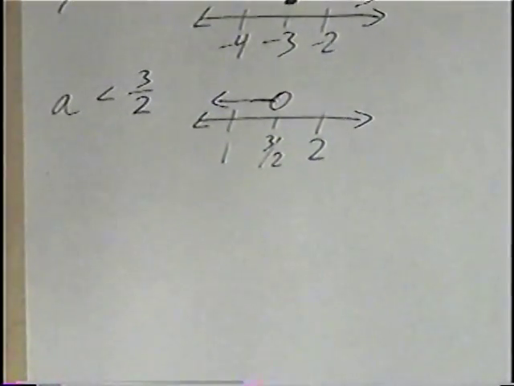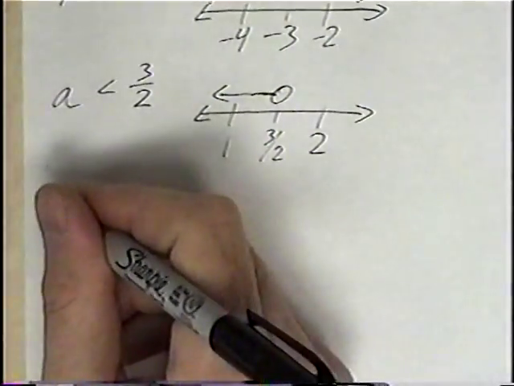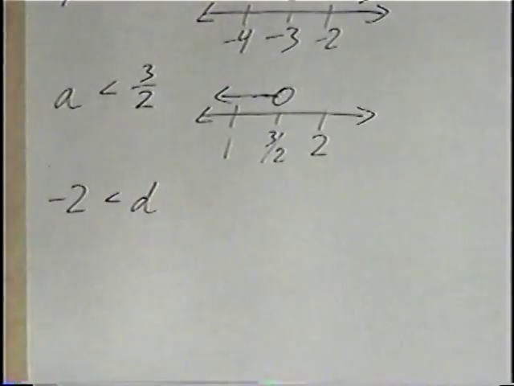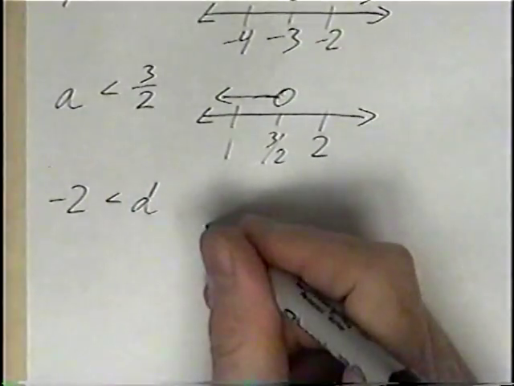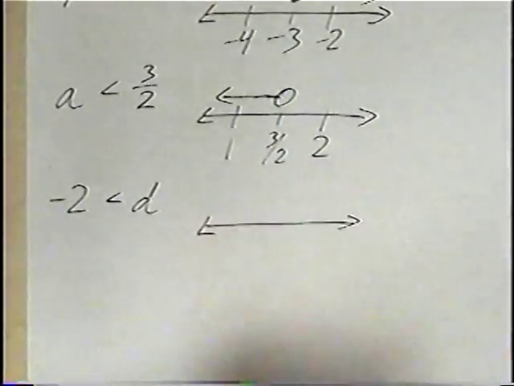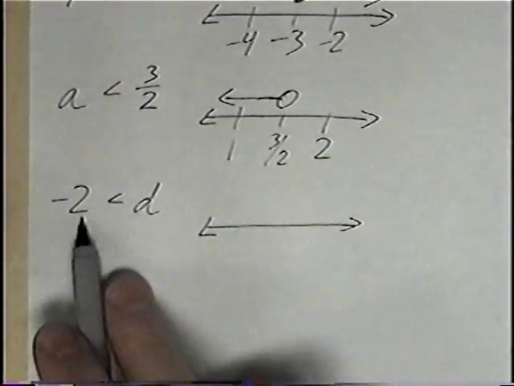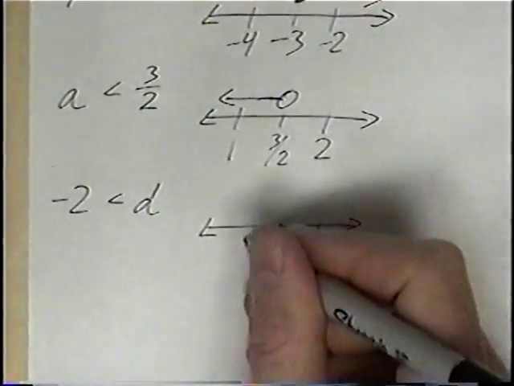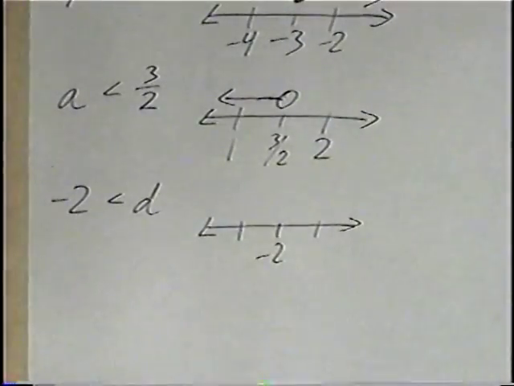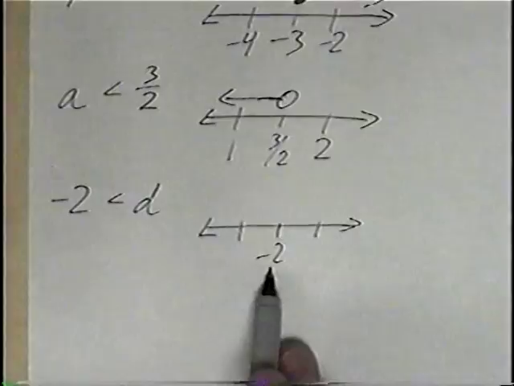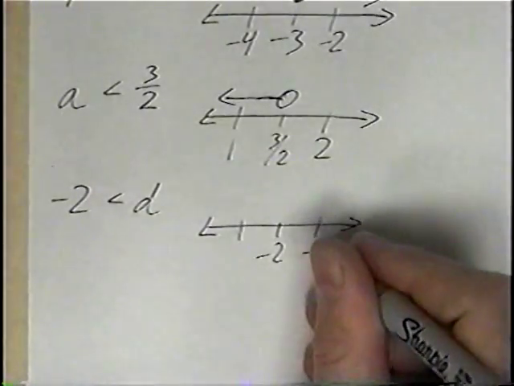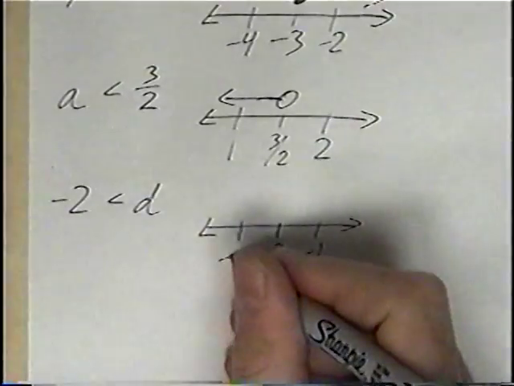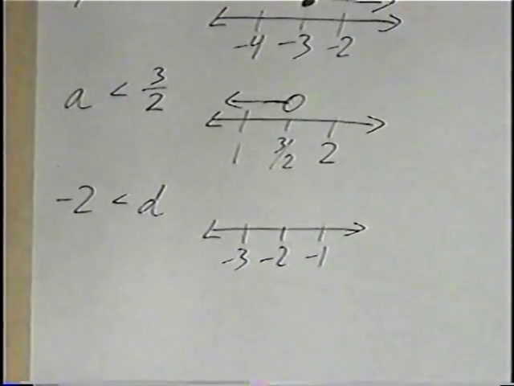Last question for the section. -2 is less than D. Again, draw the number line. -2 is the number that we're graphing. We'll go in the middle. And we'll put one number to the right and one number to the left. To the right of -2, that would be -1. And to the left of -2, that would be -3.